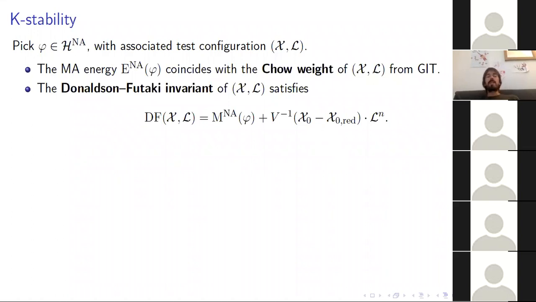So the precise relation is that the Donaldson-Futaki invariant is equal to MNA of phi up to some error term that has to do with the possibly non-reduced central fiber of the test configuration. But now you can always perform finite base change to turn the central fiber into a reduced subscheme, and then you get rid of this term. So that's a very unimportant error term somehow that you can absorb. But they are essentially the same. The Donaldson-Futaki invariant is equal to MNA of phi.